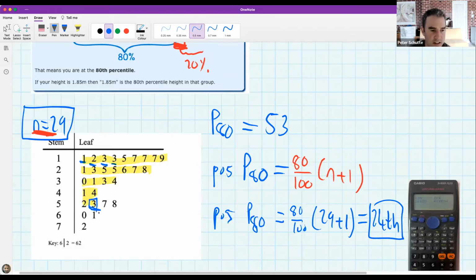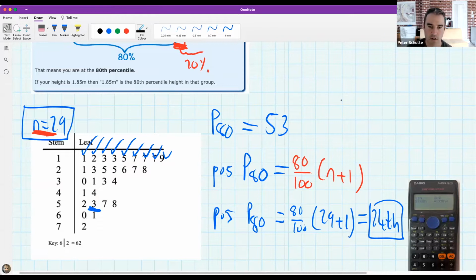If we look at our data set, there's a lot of data below 53. There's not a lot of data above 53. So in this example, what I did was we first found the position in the list. So I counted from the very beginning. And if you imagine going 1, 2, 3, 4, 5, 6, 7, 8, 9, and I counted up to the 24th position, I would get to this one over here, which is 53. And so we say the 80th percentile is 53.